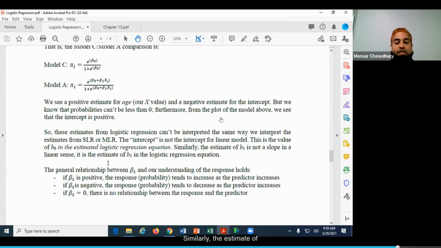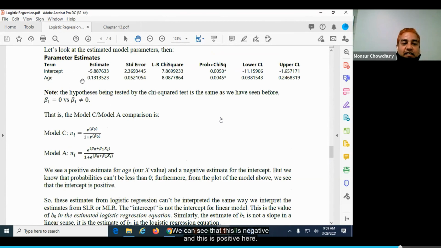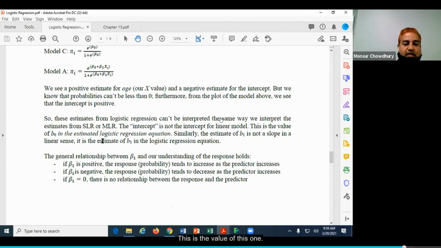Similarly, the estimate of beta 1 is not the slope in a linear sense. This is the estimate of B1 in the logistic regression equation. That's why we can see that this is negative and this is positive here. What is the chance that someone will subscribe to a newspaper when there is no age? So e to the power beta 0 divided by 1 plus e to the power beta 0. This is the value of this one.